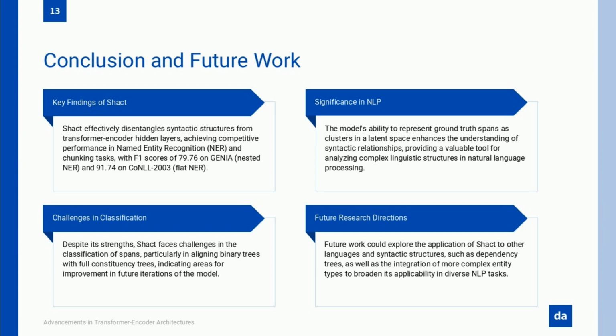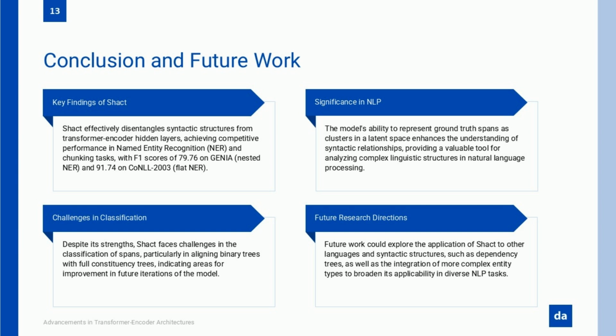But every success comes with challenges, and the researcher was keenly aware of them. One of the biggest issues was in the classification phase. Despite SHACT's ability to disentangle syntax and semantics, aligning its binary trees with full constituency trees remained difficult. This misalignment sometimes led to misclassifications, particularly in complex or ambiguous spans. The researcher viewed this as an area ripe for improvement in future iterations of the model.